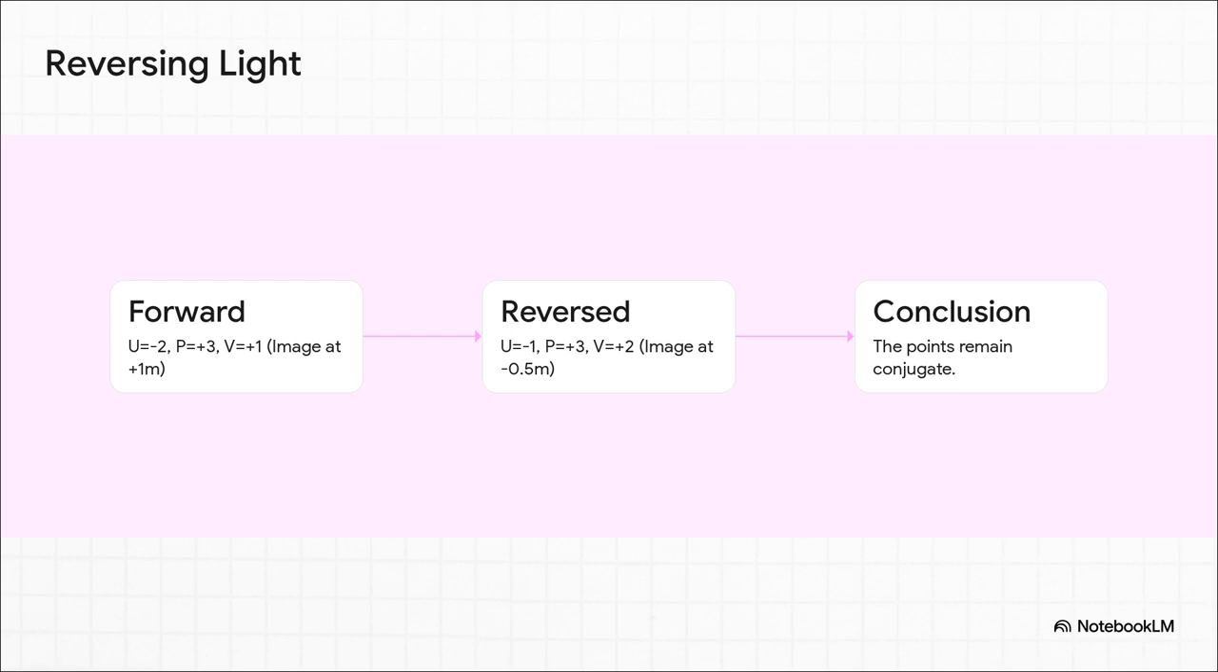Now let's reverse the light. The right side is now our object at 1 meter, so U is -1. Through that exact same +3 lens, V becomes +2. And boom, the image lands perfectly back at half a meter to the left. The exact same physical locations remain conjugate, completely regardless of which direction the light is traveling.